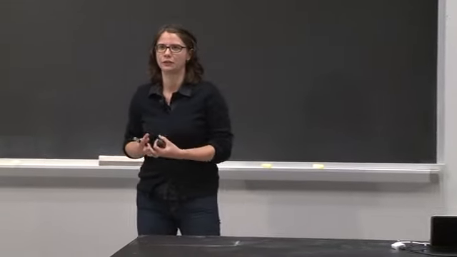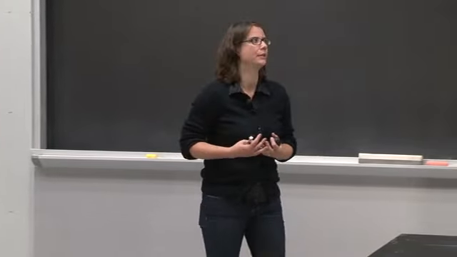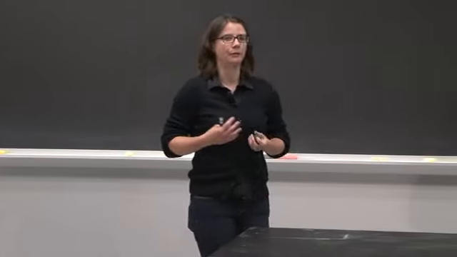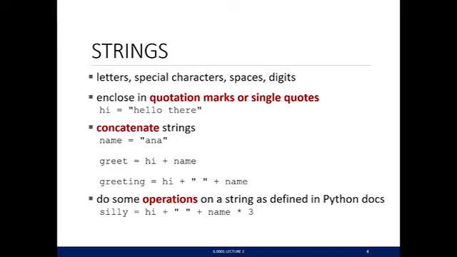We've seen so far integers, which were whole numbers, floats, which were decimal numbers, and booleans, which were true and false. So strings are going to be sequences of characters. And these characters can be anything. They could be letters, digits, special characters, and also spaces. And you tell Python that you're talking about a string object by enclosing it in quotation marks.